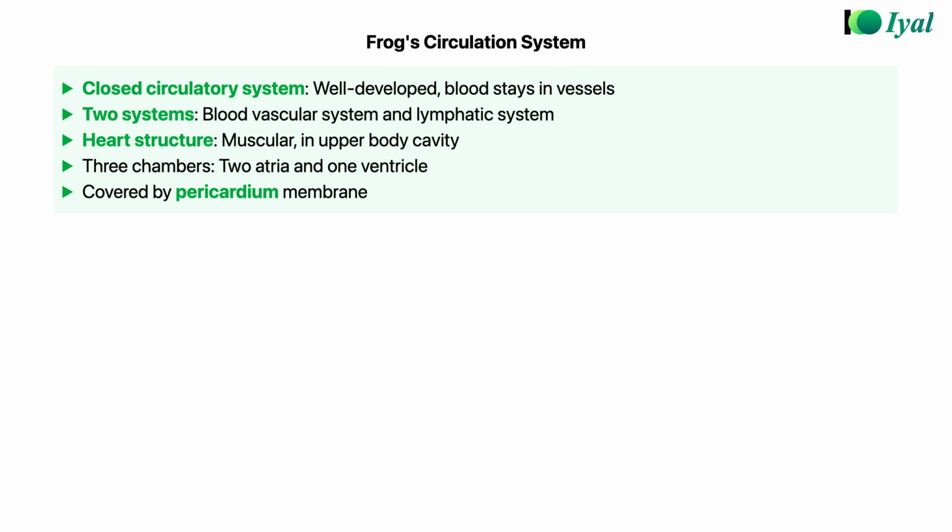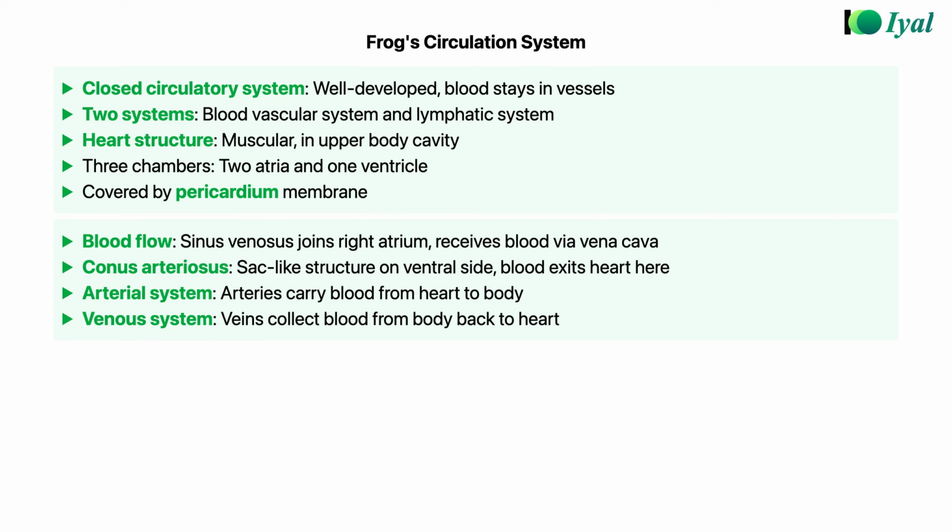Now let's look at how blood moves through the frog's body. Frogs have a well-developed closed circulatory system, meaning the blood always stays inside vessels. Actually, they have 2 systems working together: the blood vascular system and a lymphatic system. The heart is a muscular structure sitting in the upper part of the body cavity. Unlike our 4-chambered heart, the frog heart has 3 chambers, 2 upper chambers called atria and 1 lower chamber called the ventricle. The whole heart is wrapped in a protective membrane called the pericardium.